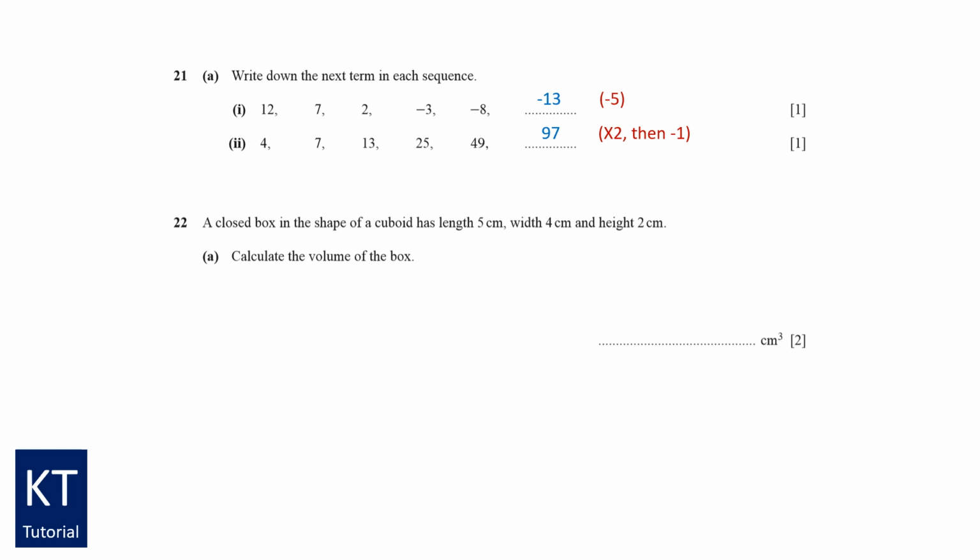is 97. Question 22. A closed box in the shape of a cuboid has length 5 cm, width 4 cm, and height 2 cm. Calculate the volume of the box. This should be a straightforward product of the three parameters.